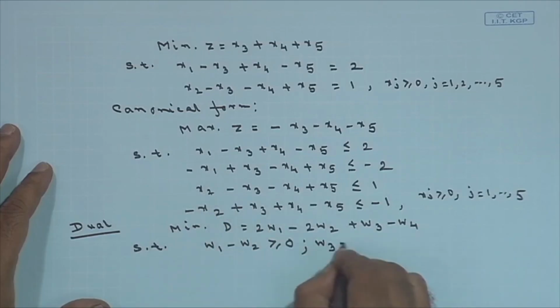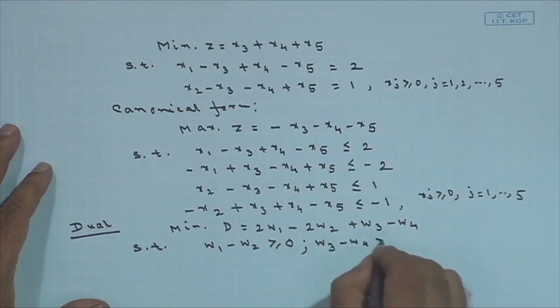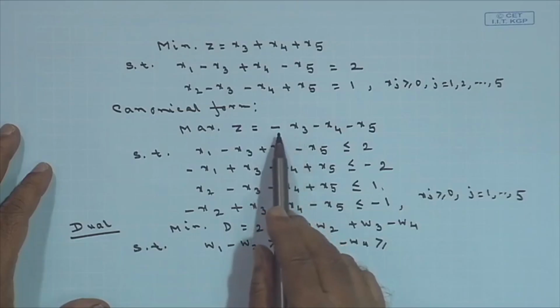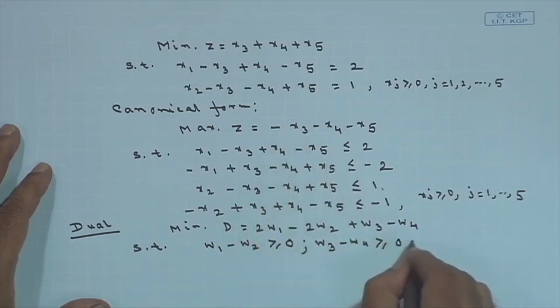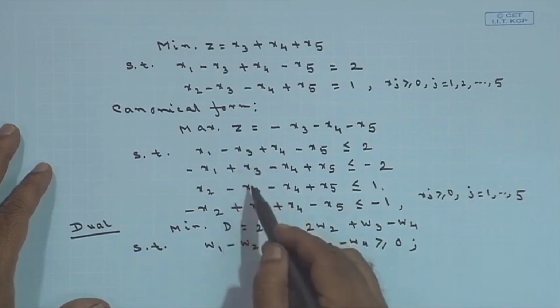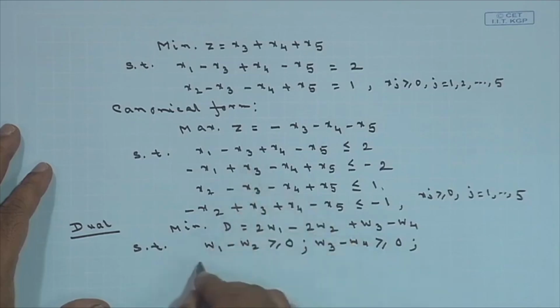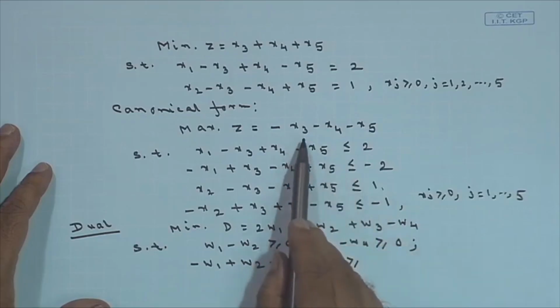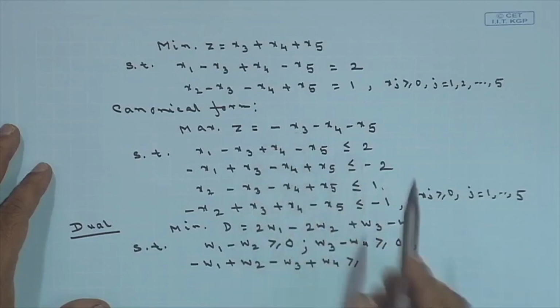So, it will be w3 minus w4, that is greater than or equal to. Again, with respect to x2, there is no coefficient, x2 is not present in the objective function. So, the coefficient is 0, w3 minus w4 greater than or equal to 0. Then for x3, I am having it at all places. So, it will be minus w1 plus w2 minus w3 plus w4, which is greater than or equal to. The coefficient of x3 in the objective function is minus 1. So, it will be minus 1.